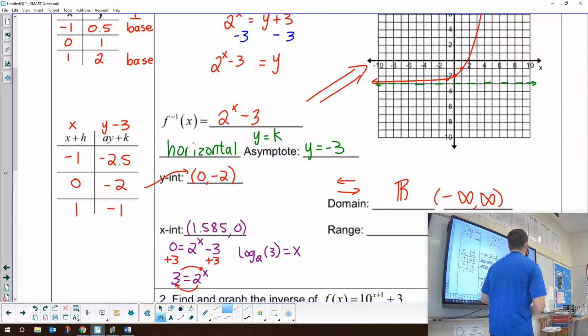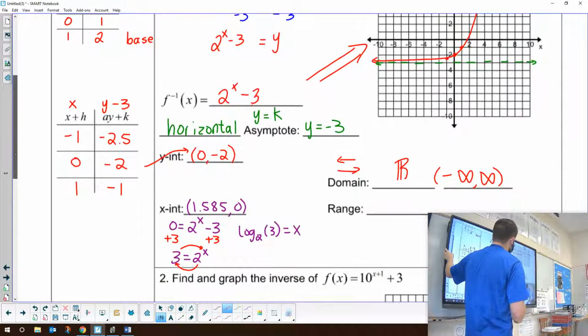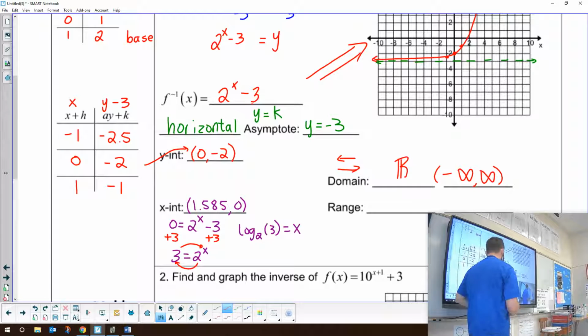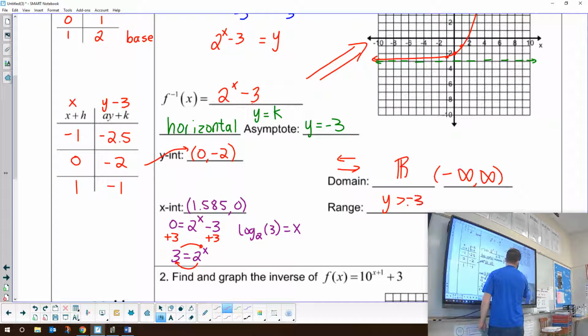My range is the one that I have to think about. But I want you to remember, your horizontal asymptote and your range are connected. My range is connected to my horizontal asymptote, and it's going to go above the asymptote. So my range is going to look like this. It's just going to be y is greater than my asymptote, which isn't 0. My range is going to be greater than -3. Okay, so my range is greater than -3. And we can also write that as -3 to infinity.